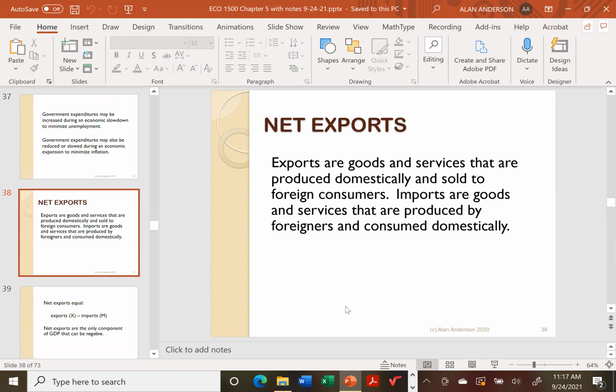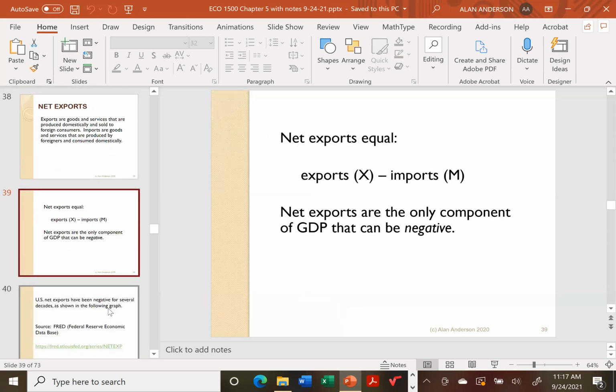We looked at this briefly last time, and we saw that the US tends to have a very large deficit in this category because while we export a large quantity of goods and services overseas, we tend to buy even more products from foreigners. So exports are sales to foreign countries. Imports are purchases from foreign countries. And so the relationship between the two of these gives us our net exports. And it's very simple, exports minus imports. And if our imports exceed our exports, we can actually have a negative category here, which reduces the size of GDP.